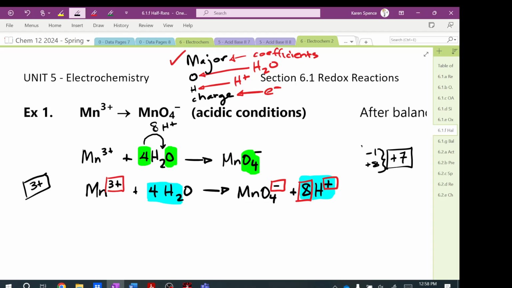So which side will I add electrons to? Will I add electrons to the more positive side or to the less positive side? To the more positive side, because electrons are going to make it negative. So you're going to add electrons to the more positive side.